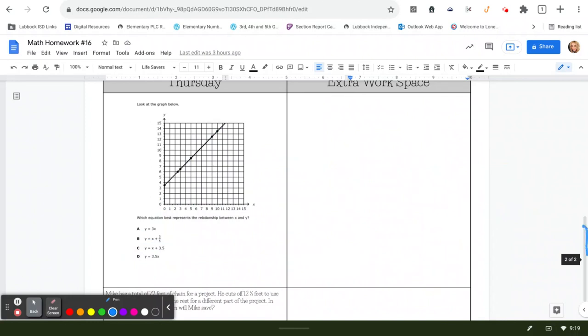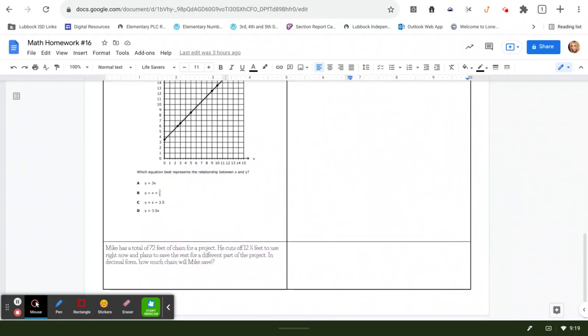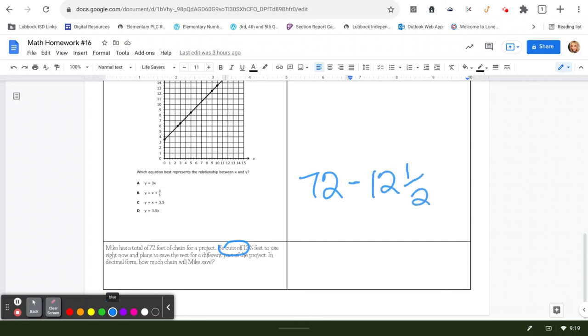And last one. Whoops. Okay. It says Mike has a total of 72 feet of chain for a project. He cuts off 12.5 feet to use right now and plans to save the rest of the project for later. How much chain will Mike save? They want to know how much is left over, and they want you to write this in decimal form.